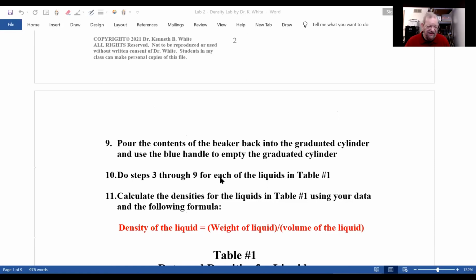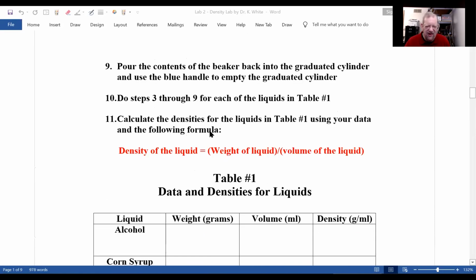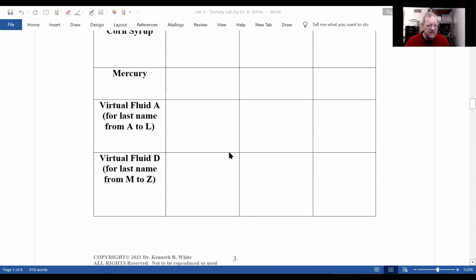You'll calculate the density for all the items in table 1 using this formula: weight of the liquid divided by volume. Use proper significant figures, hint. And here are the ones you'll use.